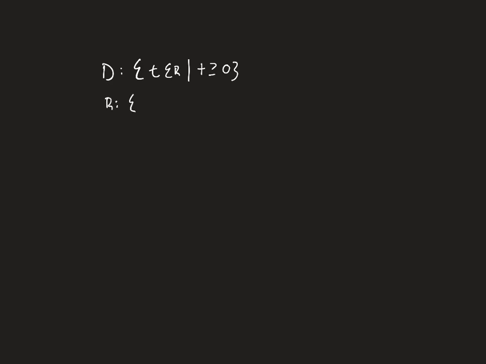And my range, remember your range goes from your min to your max. So my min, if you'll notice from the graph, is 0. My max, if you'll also notice from the graph, is 1.